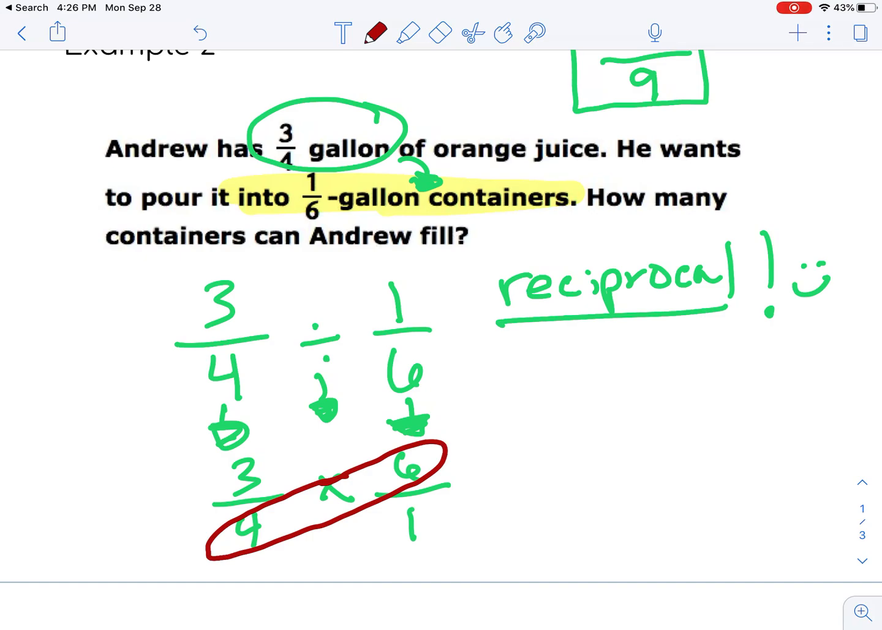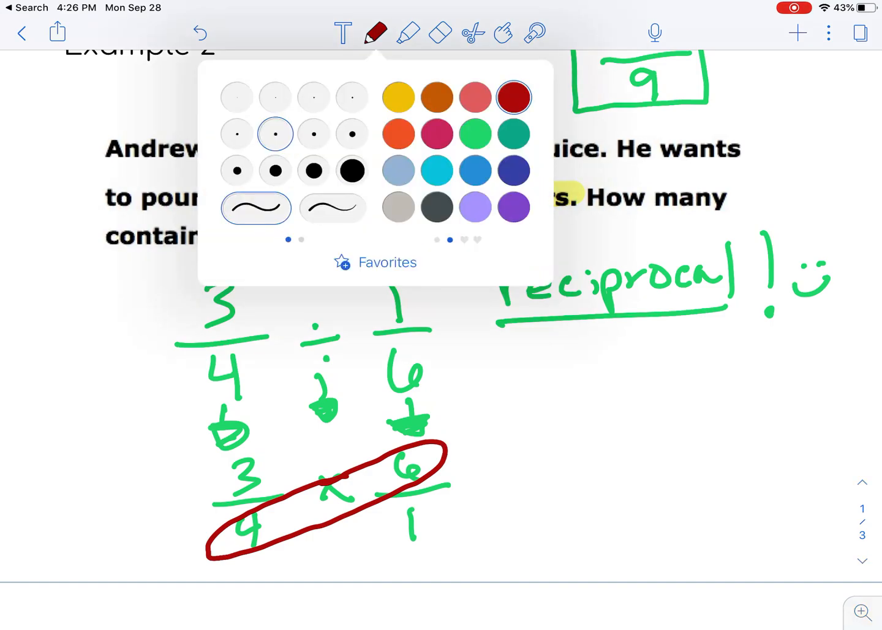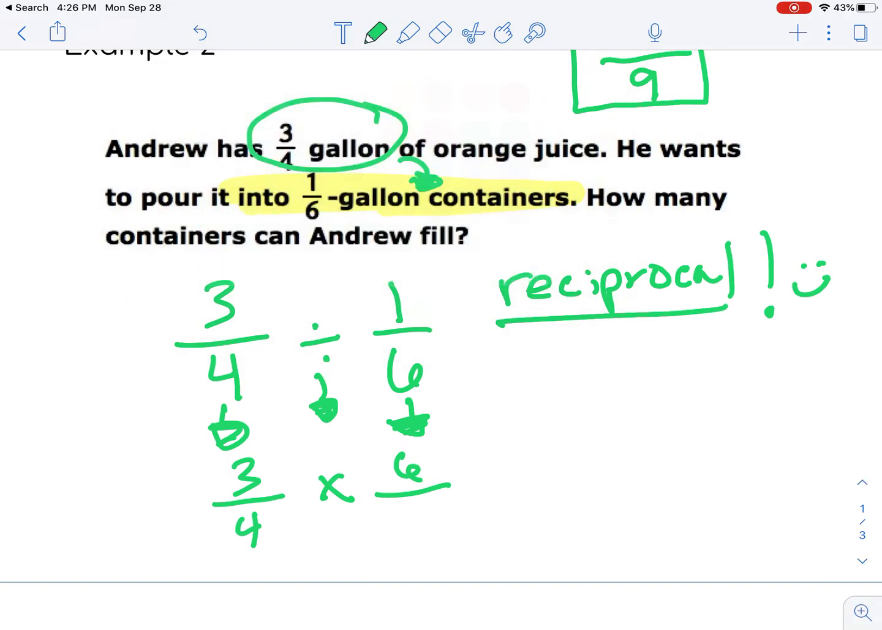So let's start with 4 and 6. 4 and 6 can be simplified because they are both even numbers, so they are both divisible by 2. So what I can do here is divide my 4 and my 6 by 2. Instead of having a 4, I'm going to cross this out, and 4 divided by 2 is actually 2. And 6 divided by 2 is 3.